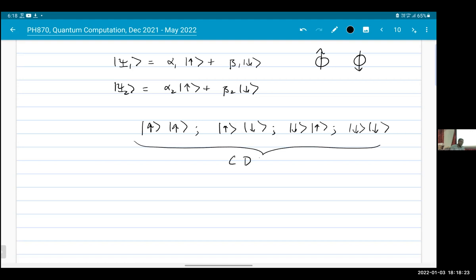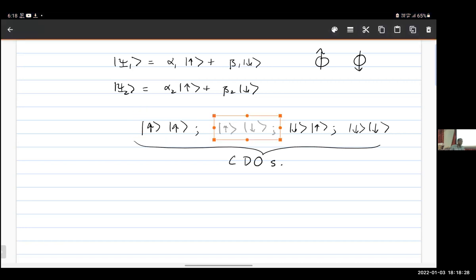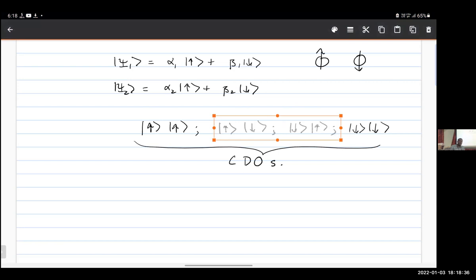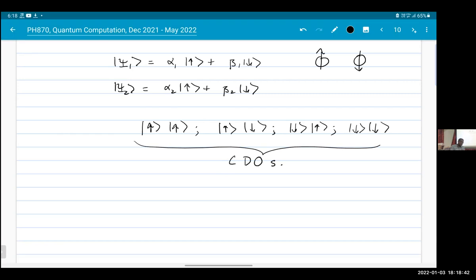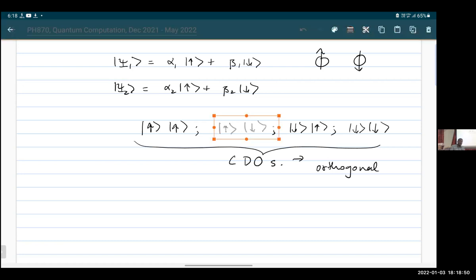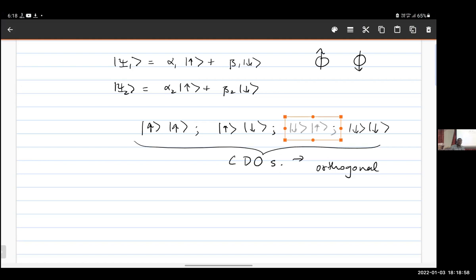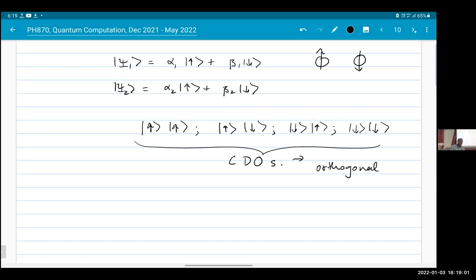And these are my classically distinguishable outcomes. This outcome is classically distinguishable from this one, because I know which spin is the left one, which one is the right one. So these two are also distinguishable. Since they are classically distinguishable outcomes, this implies that they are orthogonal to each other as vectors. So if I think of this as a vector, this is orthogonal to this object as a vector. And in fact, these are vectors.